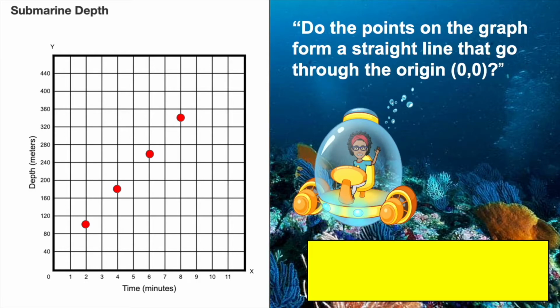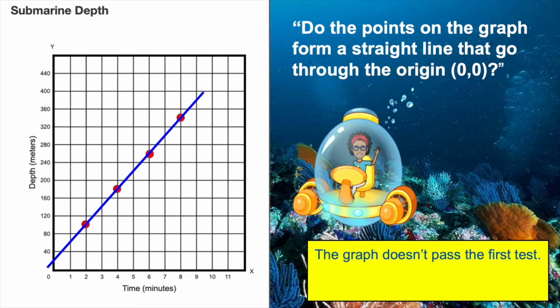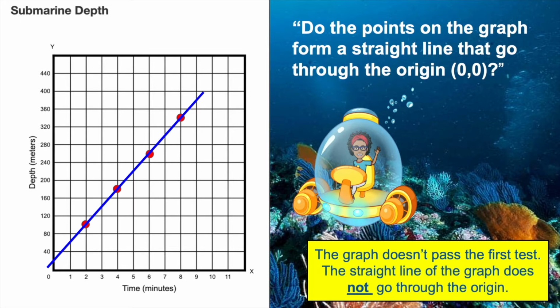Let's zoom in on the graph. Do the points on the graph form a straight line that goes through the origin, 0, 0? I'll give you a minute to think about it. Does the graph represent a proportional relationship? Okay, let me draw my line. That's one way to check for proportionality. But let's conduct one more check just to make sure there's a proportional relationship between the distance and gas usage.